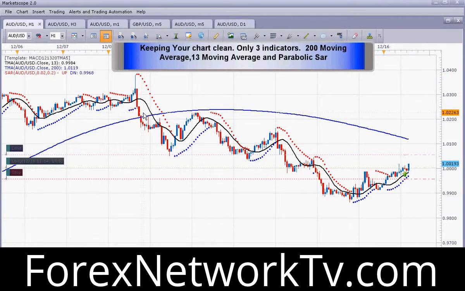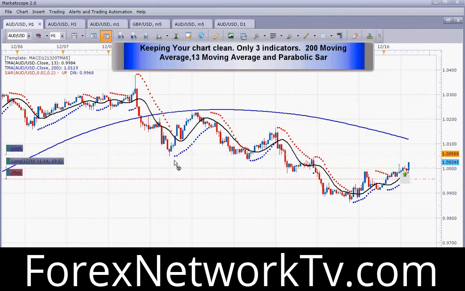But anytime the parabolic SAR is really far away, you just put your stop loss 100 pips away from your entry, and this trade still would have worked pretty well. It would not have even gone towards your initial stop loss at 100 points. This trade would have gone well in your favor. Usually I target 100 pips for the 1 hour chart.